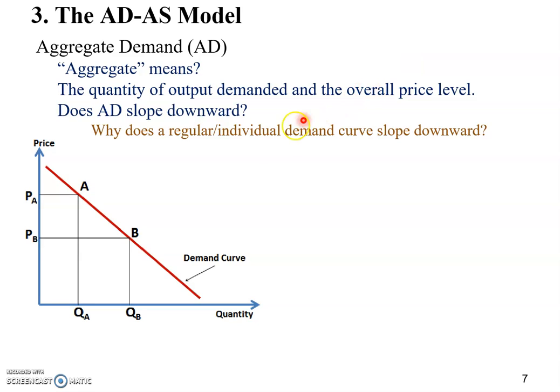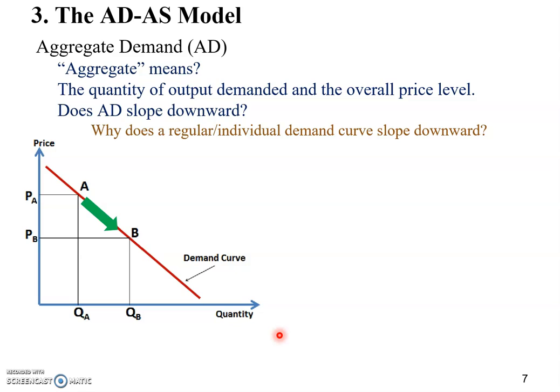Suppose we arbitrarily pick two points, A and B, along this downward sloping demand curve. When we move from A to B along the curve, we would find that it is caused by a decrease in price, from PA to PB. Because the product now becomes cheaper, people are willing and able to buy more of it. So the quantity demanded goes up from QA to QB.